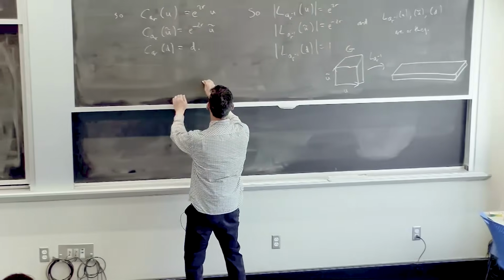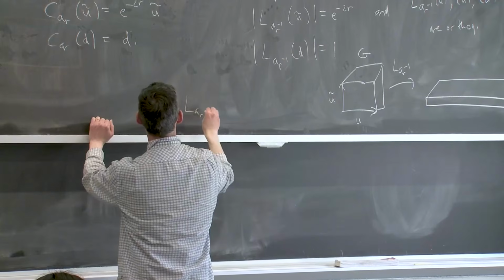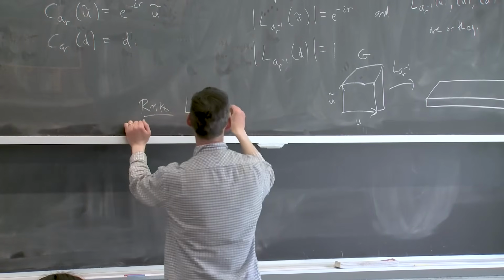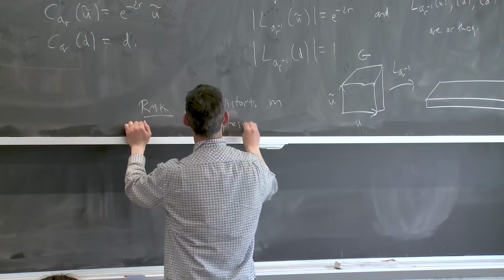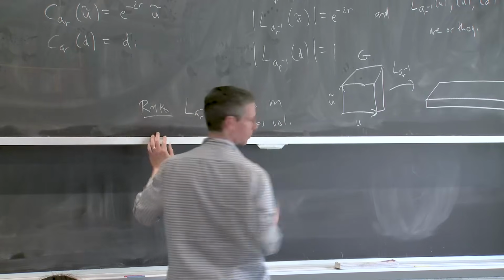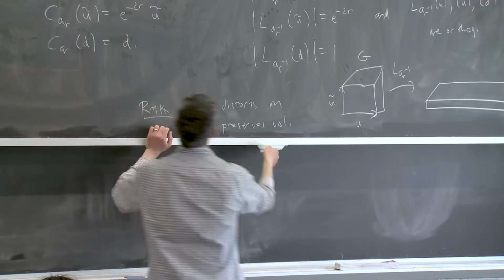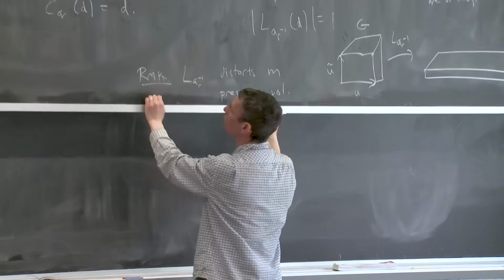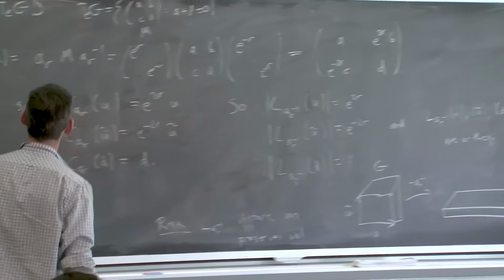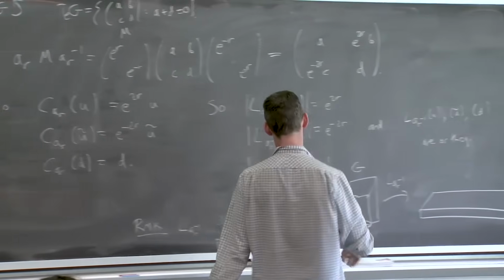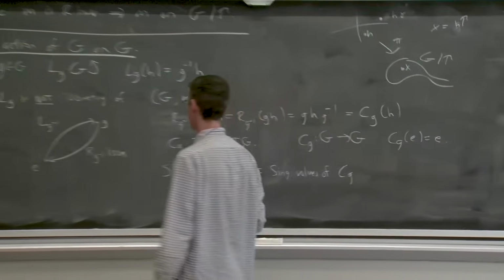One thing that you can notice from the picture and from the calculation is that while the left action by g inverse distorts lengths, distorts the metric, it nevertheless preserves the volume. So that's how the left action distorts the geometry.